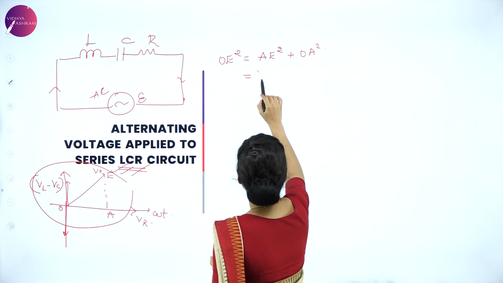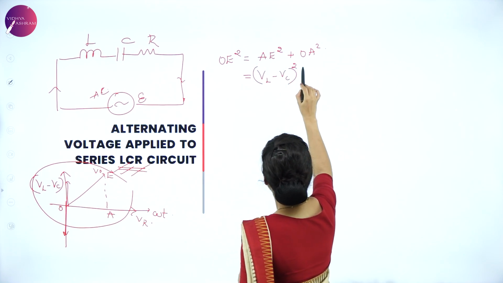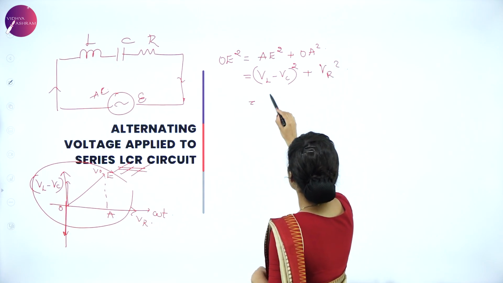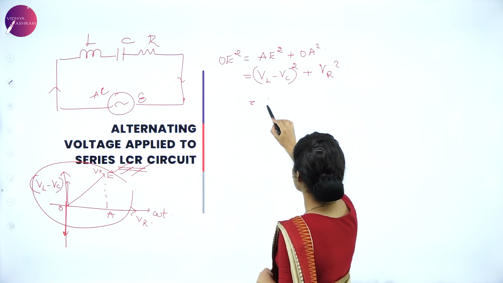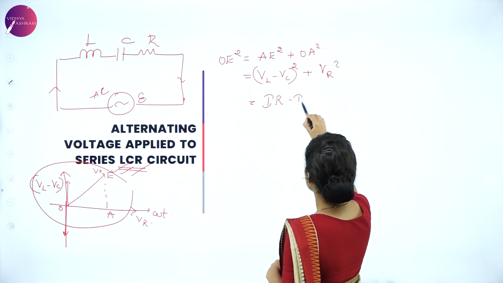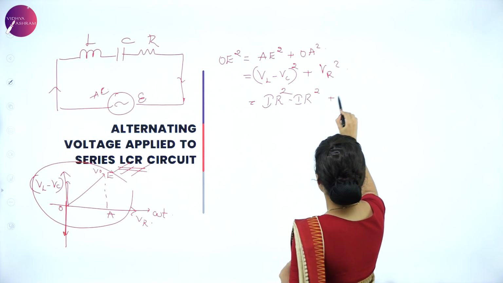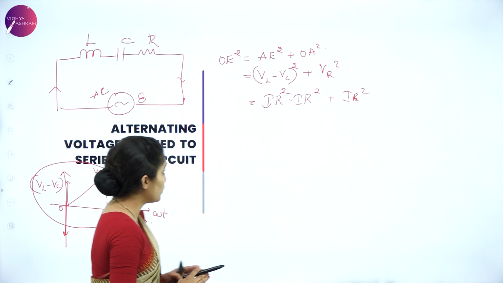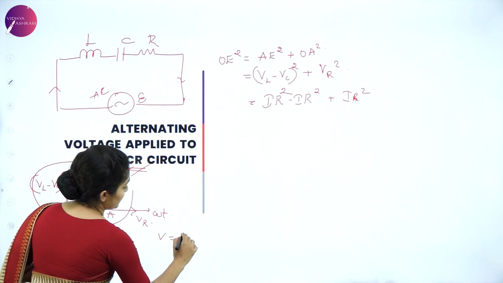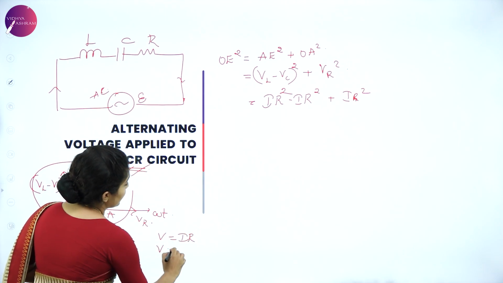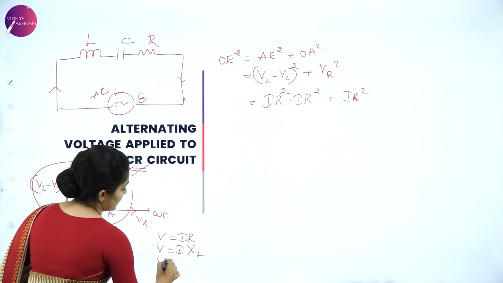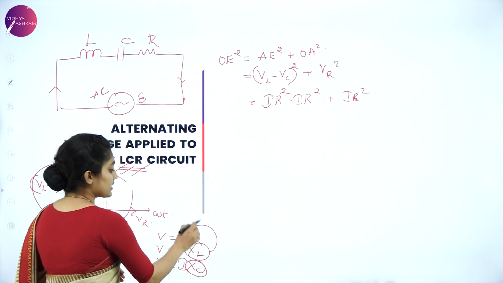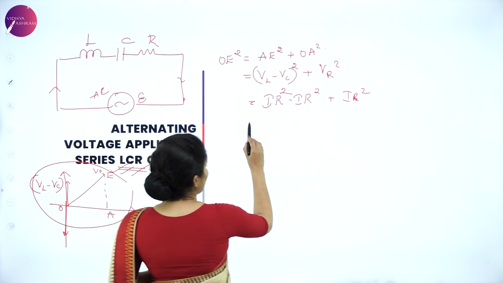AE is nothing but VL minus VC the whole square, plus your OA square is nothing but your VR square. When we write this, VL minus VC the whole square, V is nothing but I times R, minus IR, both squared, plus IR square, which means V is equal to IR, that is from Ohm's law. So in case of resistance, it is R itself; in case of inductive reactance and capacitive reactance, they act the same as resistance. Okay, so you can just equate this.